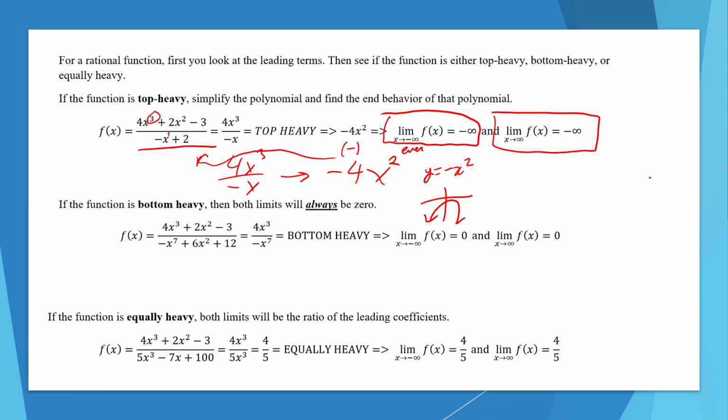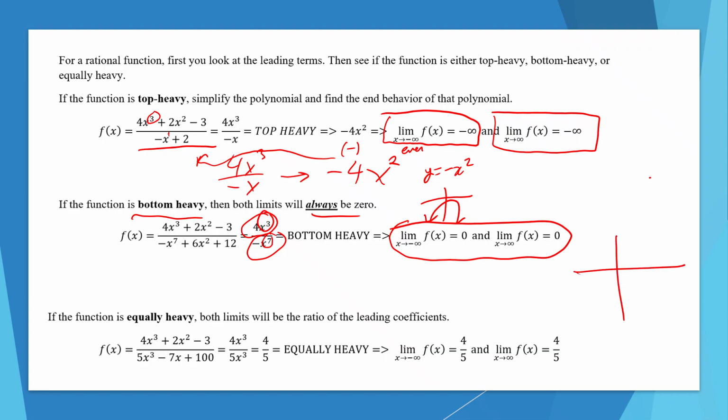All right, if the function's bottom heavy, this one's a little easier. The limits on both sides will go to 0. So for example, if you have 4x cubed over negative x to the 7th, 7's bigger than 3. So the two limit statements will be going to 0, and there actually will be a horizontal asymptote at 0 then. What that would look like, this isn't going to be perfect, is a horizontal asymptote at 0, and the function will approach 0 from both sides and get closer and closer to it.